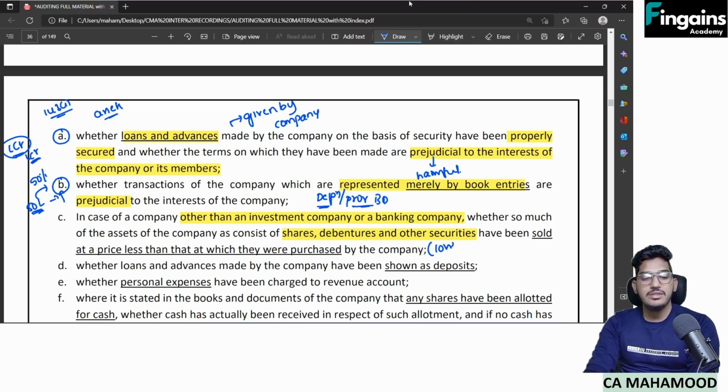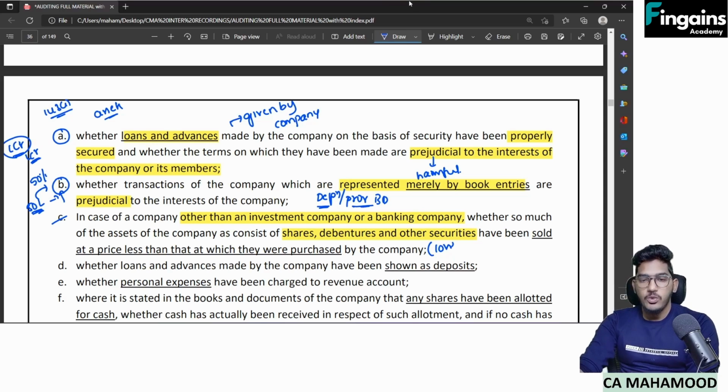So in case of a company other than an investment and banking company, did you find whether they are having any assets in the form of shares, debentures, or other financial instruments? If yes, whether they have been sold at a price less than purchase price, whether they have been sold at a loss. If yes, report those losses.